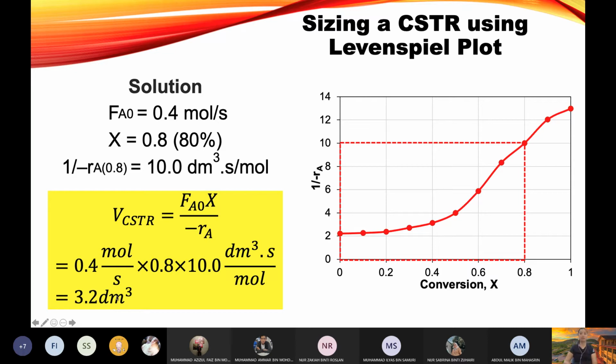So what I want to say is, students sometimes get confused when using the table, which gives X and minus RA. The Levenspiel plot is X and 1 per minus RA. So when it's 1 per minus RA, you directly multiply with the value. When it's minus RA, you divide by the value. Okay, I hope you understand. But if you are still confused it's okay. Next week we will start tutorial. In the tutorial we will do more questions. Hopefully you will understand this better.